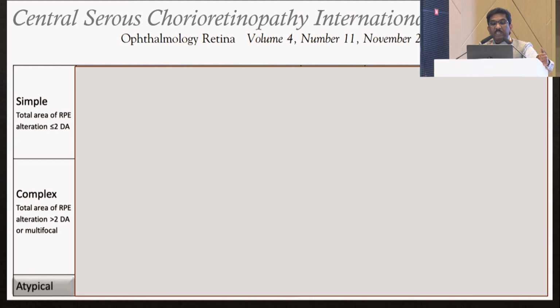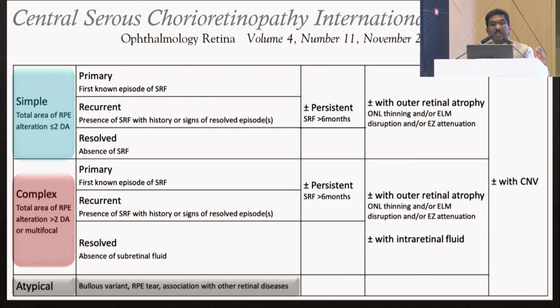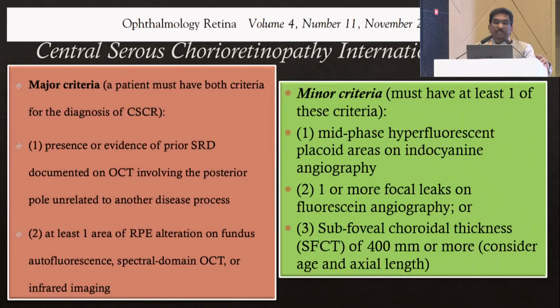Even the recent classifications, this is the recent classification by the international group, lay a lot of emphasis on the OCT. They have classified the CSR into simple, complex, and atypical. And they have further subdivided into primary, recurrent, and resolved. If the SRF is persisting for more than 6 months, it is called persistent. Both simple and complex can have outer retinal atrophy or not. So this is the latest classification for CSR, with major criteria and minor criteria, and it lays emphasis on the OCT part.